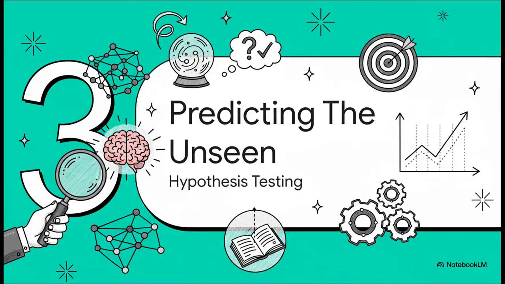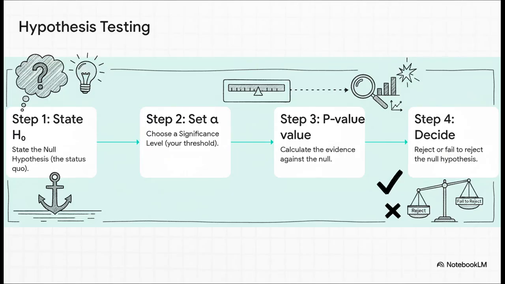Okay, so with probability in our back pocket, we can now get to the most exciting part of statistics, actually testing our ideas and making predictions about how the world works. We do this with a process called hypothesis testing. It sounds super intimidating, but really it's just a structured way to test an idea. You start with something called the null hypothesis, which is just the boring default assumption, the idea that nothing interesting is going on. Then you collect your data, and you see if what you found is surprising enough to make you say, you know what, I don't think that default idea is true anymore.